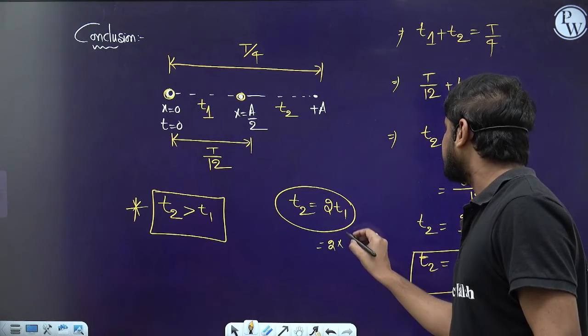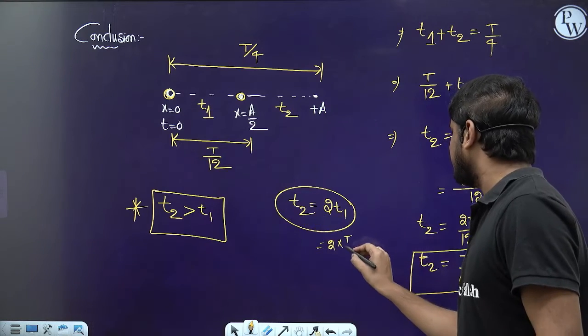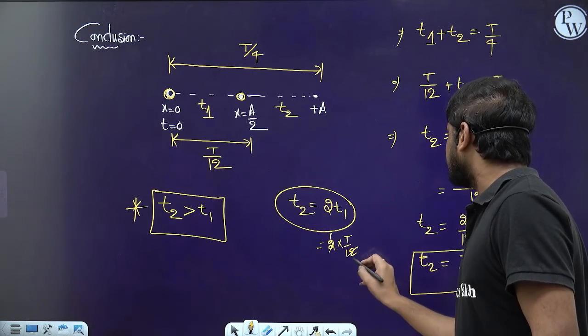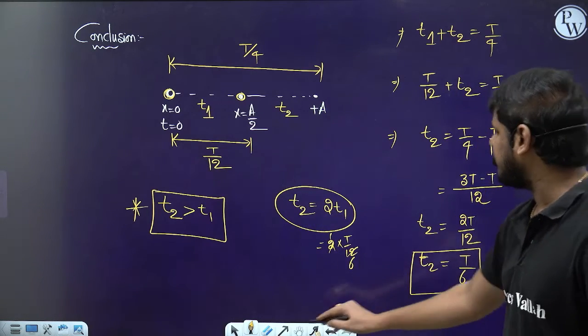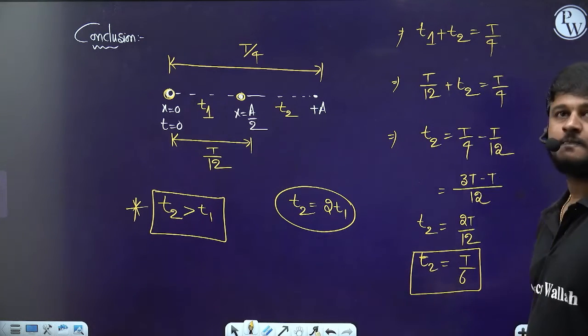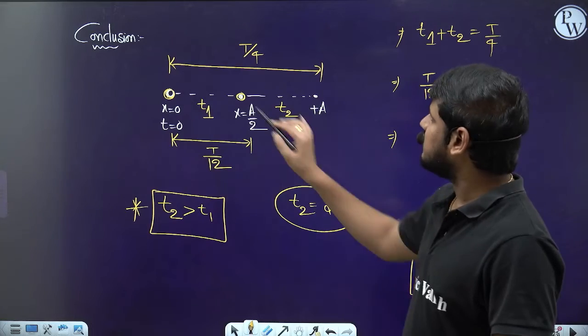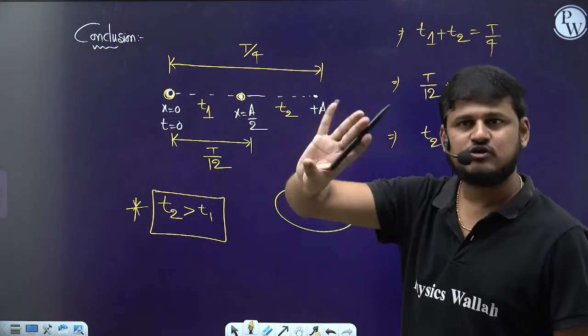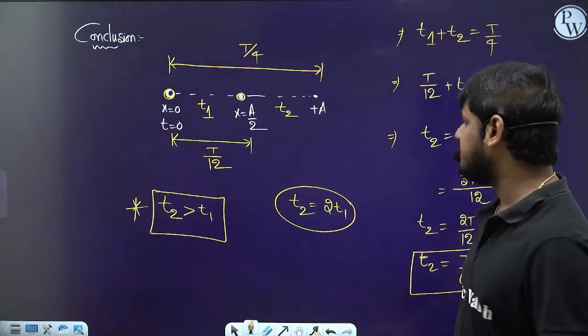Next, if you want, you can substitute it here. 2 into what is t1? t1 is T by 12. So 2 ones are 2, 6s are 12, so we get again T by 6. So t2 is equal to T by 6. Done. So this is an important conclusion, an important result. You can remember it directly, as questions can be framed directly based on it.